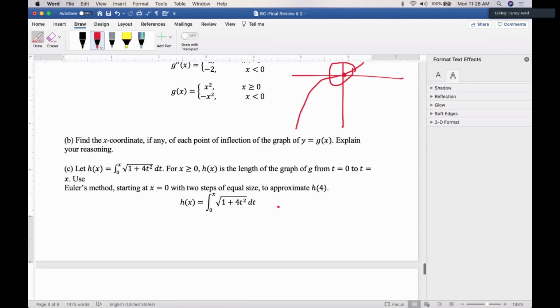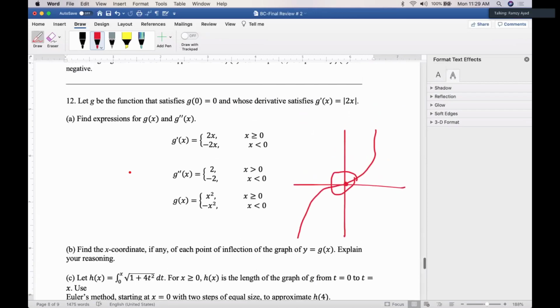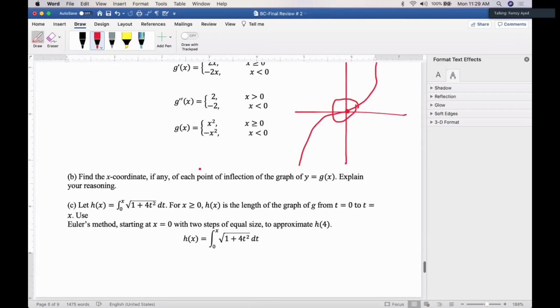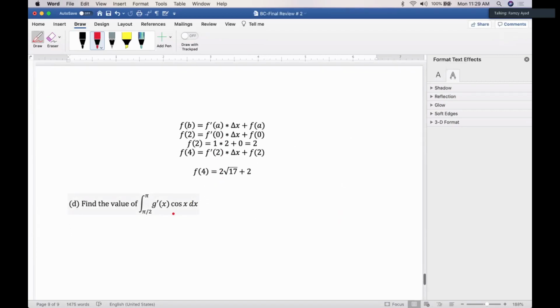What else? So we did A, we did B, right? And we did C already. What is left? D? Okay. D is the integral from pi over 2 to pi of g prime of x times cosine. That means now they want us to do something different. What is that question about? UDV.